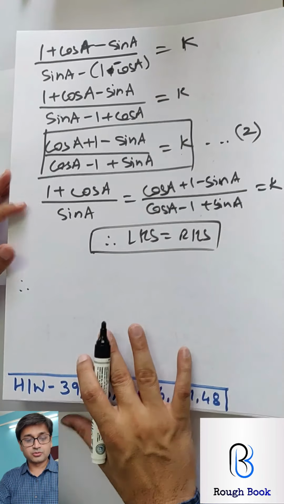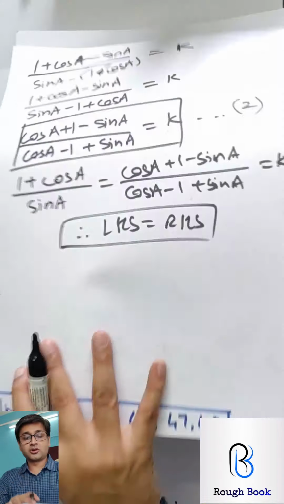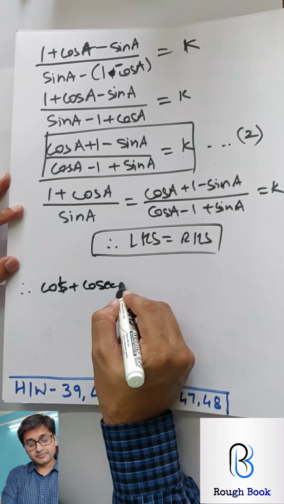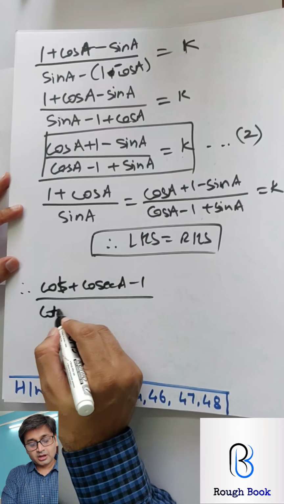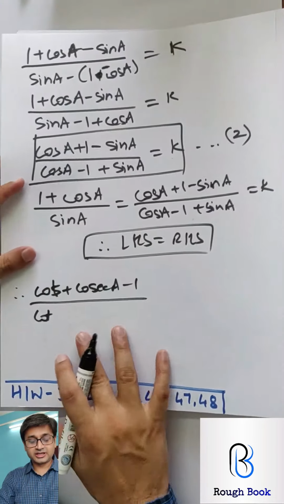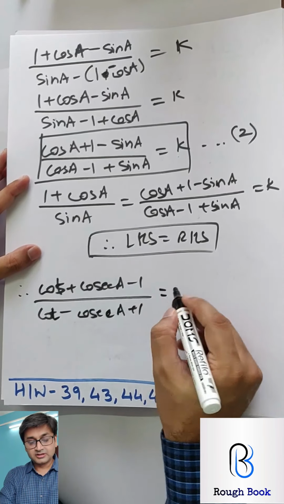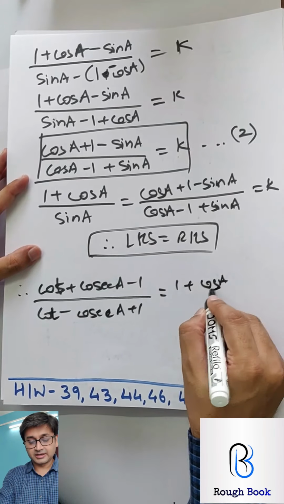Copy the entire question once again so that you are safe. Cot plus cosec minus 1 upon cot minus cosec plus 1 is equal to 1 plus cos upon sin.